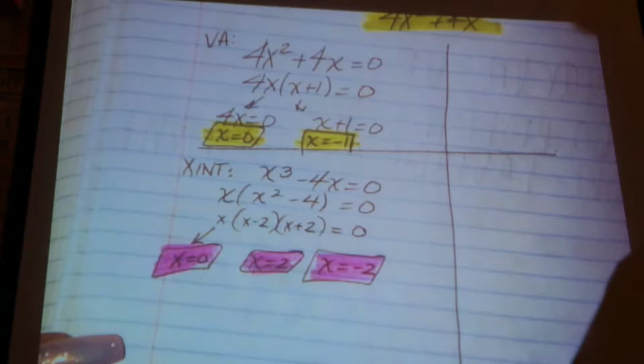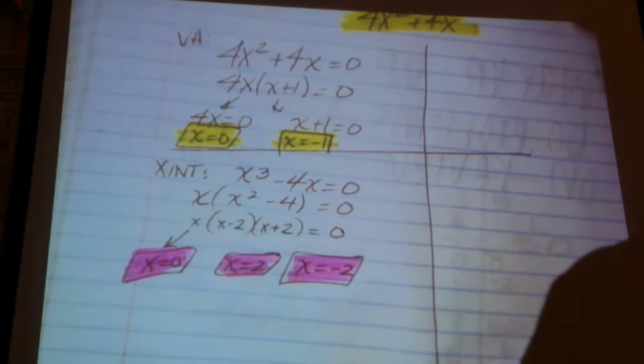Any questions on number 3? Who's feeling better about this stuff? Good. Nice. Let's do number 4.